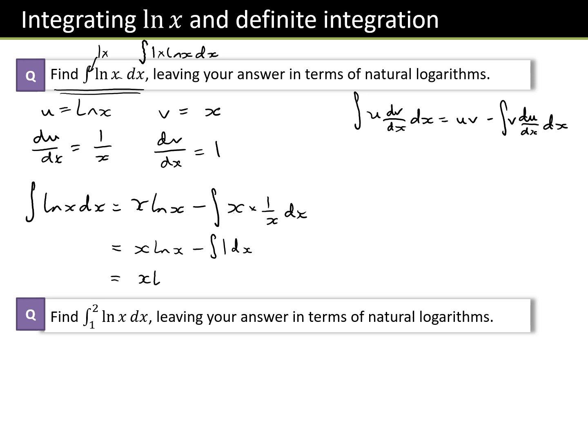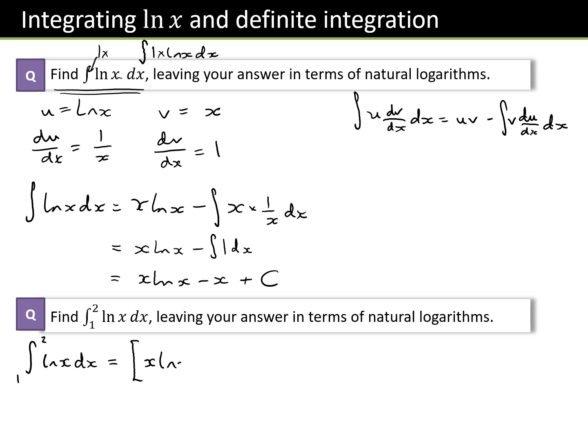So x natural log of x, integral of 1 is just x. So there's our answer. Okay. Now, definite integration, that just means that we've got limits. So same thing all over again, except between 1 and 2. However, we already have the answer to the integration.